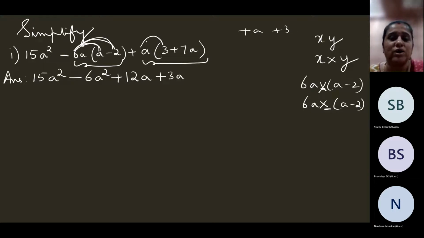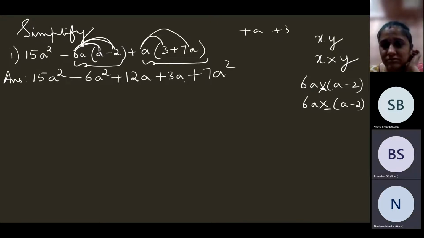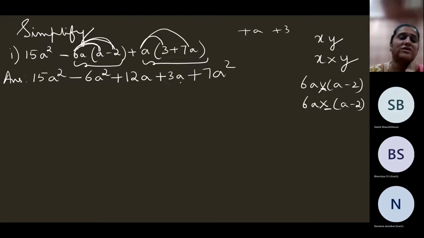Now, finally, see, what are you multiplying here? A and 7a. What are the signs they carry? Plus a, plus 7a. So plus into plus is plus. A into 7a: 7 will come as it is, and a into a is a square. Is it clear or very clear, children? Ma'am, it is very clear. Very clear. All right, children. Please feel free to ask any doubts if you have. So now this is the first step.